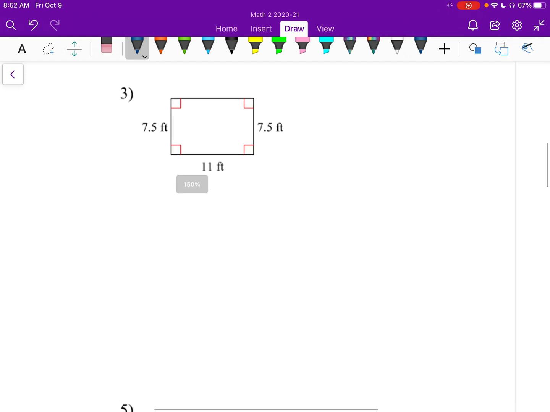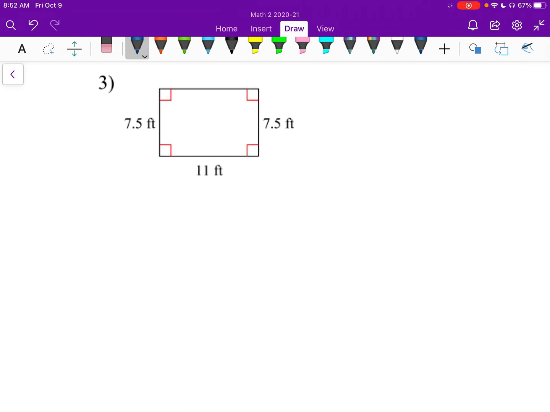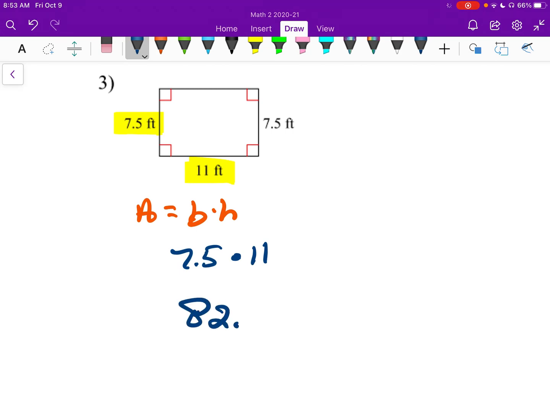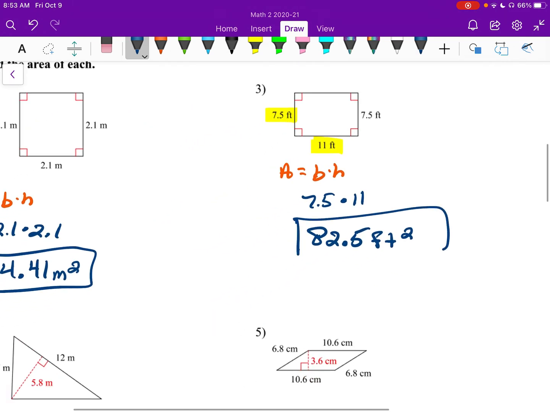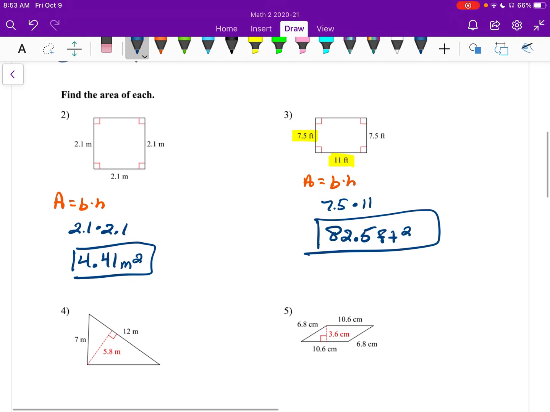Number 3, this shape is a rectangle. It's also a parallelogram, so our area is base times height. It doesn't matter which one you decide is your base and which one's your height, but we're going to have to use the 7.5 and the 11. So I'm going to say 7.5 times 11, and that gives me 82.5. And whenever I talk about my units, I'm going to have feet, and area is always squared. So there's those.